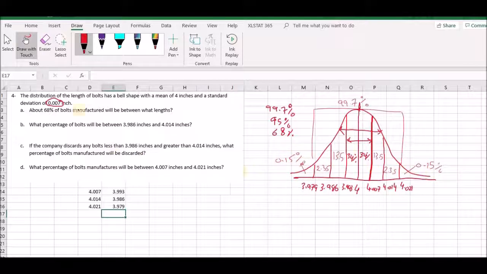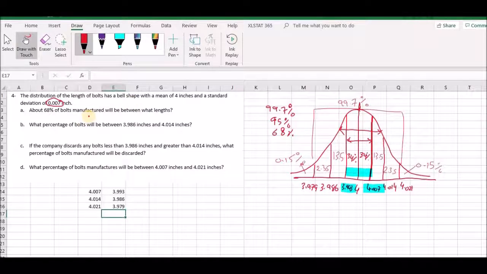Now I'm ready to answer this question. So the first question says about 68% of the bolts manufactured will be between what lengths? I know from the empirical rule, we said that 68% lies within 1 standard deviation of the mean. That will land me on the number 3.993 and the number 4.007. So that will be the answer for the first question.